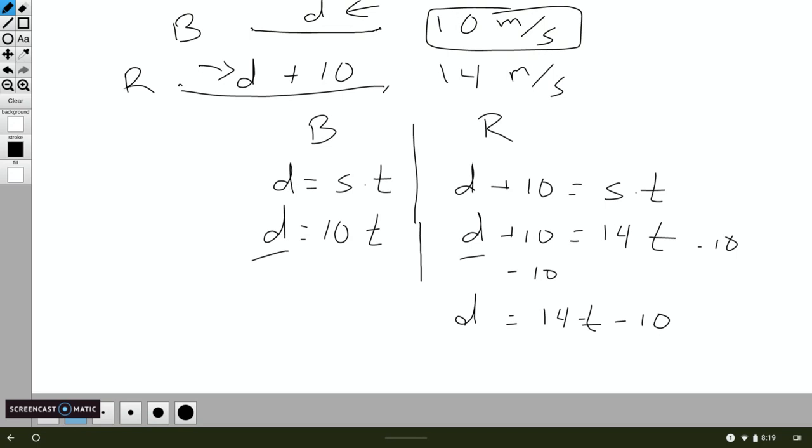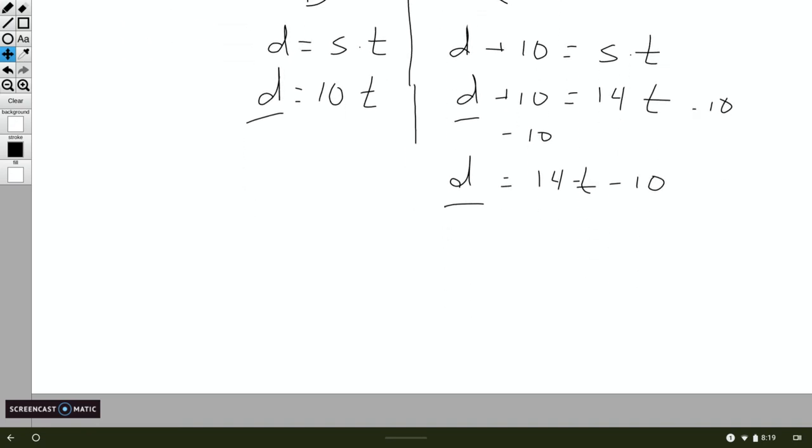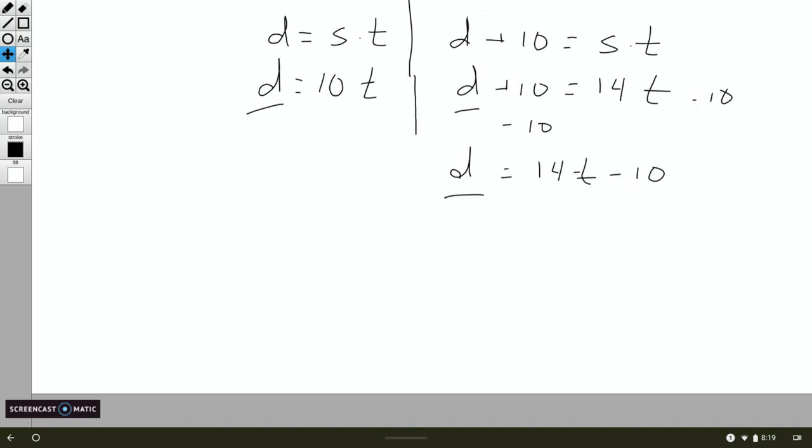What you notice is I have an equation for D and I have an equation for D. Well, those two things are the exact same thing. So what I'm going to do is set them equal to each other. I'm going to take this 10T and set that equal to 14T minus 10. Now I just need to solve for T.